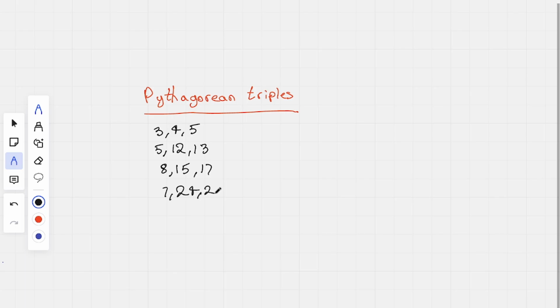7, 24, and 25. So if a question on a test asks you the length of the hypotenuse, and you know the side lengths are 8 and 15, and if you already know your Pythagorean triples, you don't even need to take your time to actually solve the question. If you remember your Pythagorean triples, you already know that this is 17 and you'll already be ahead in your class.